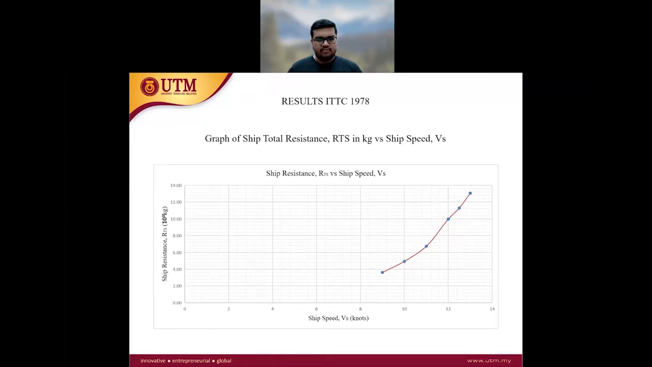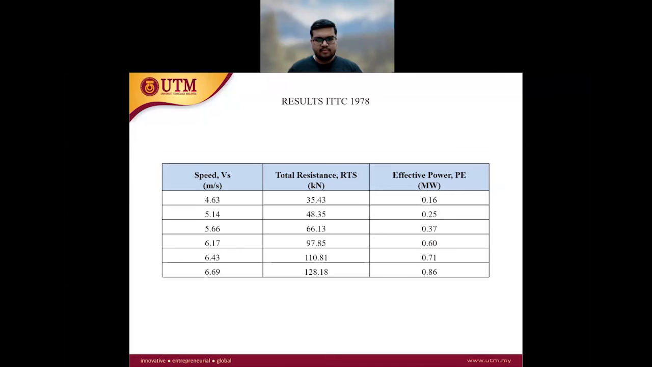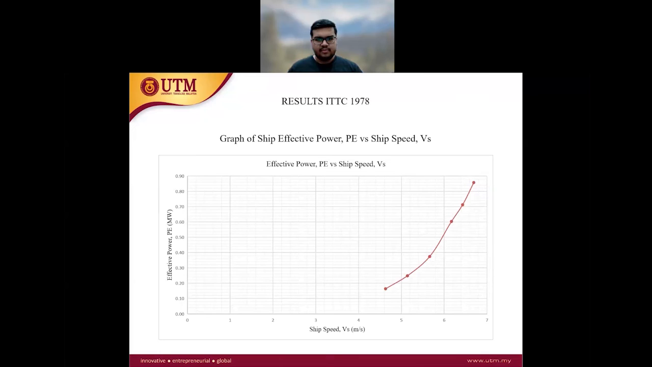This is the graph for kilogram. The pattern is also similar here. In ITTC 1978, we can also calculate the effective power from the total resistance calculation. And this is the graph of ship effective power versus ship speed. The effective power increases as the ship speed increases.